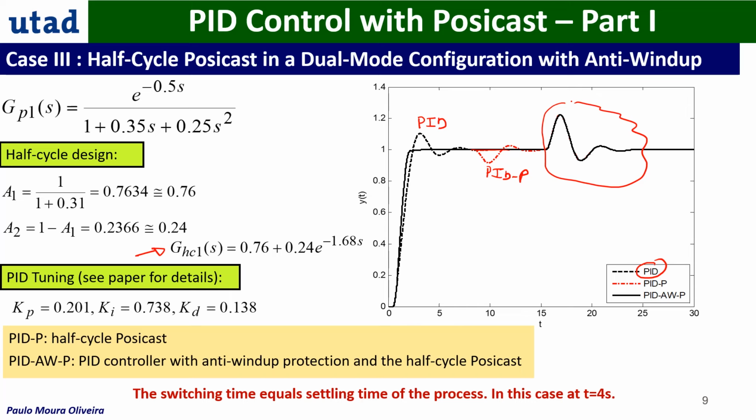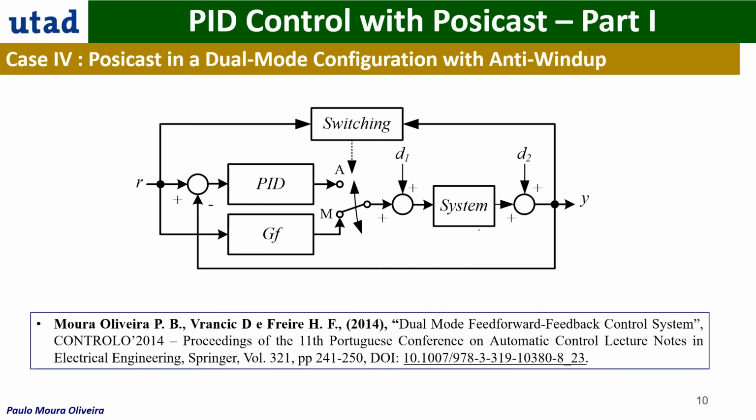So we have to wait until it reaches the steady state. In this case, it was quite soon, and then we switch. So this is the half cycle Posicast, and from here it is the PID control. Okay, so this has advantages and disadvantages, but it works in simulation.